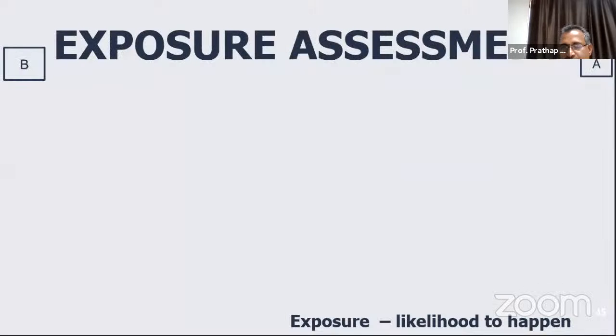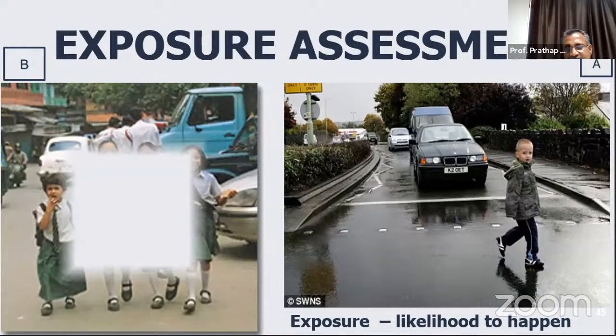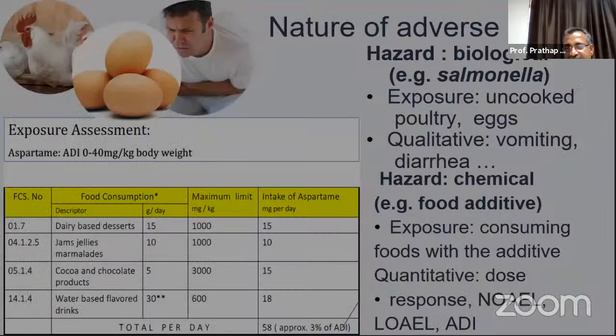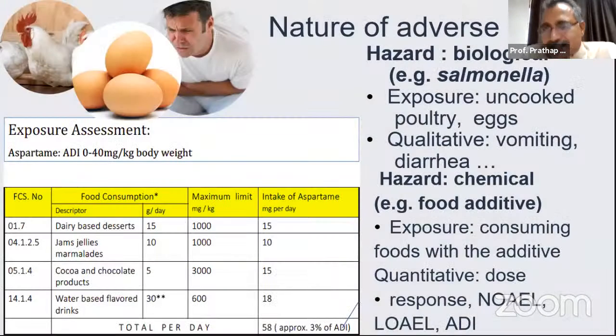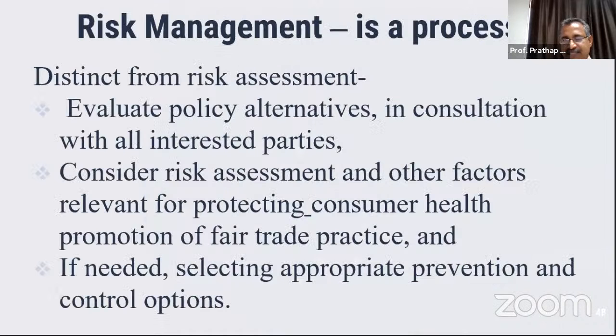and how much of it you are consuming makes the exposure more important. Anyway, now you can see here on the left children who are not bothered about what is happening in the traffic next to them. A child crossing the highway, you can see here. Anyway, this one I'll skip. And therefore, in the hazard characterization, hazard identification, characterization, and finally making the risk assessment.